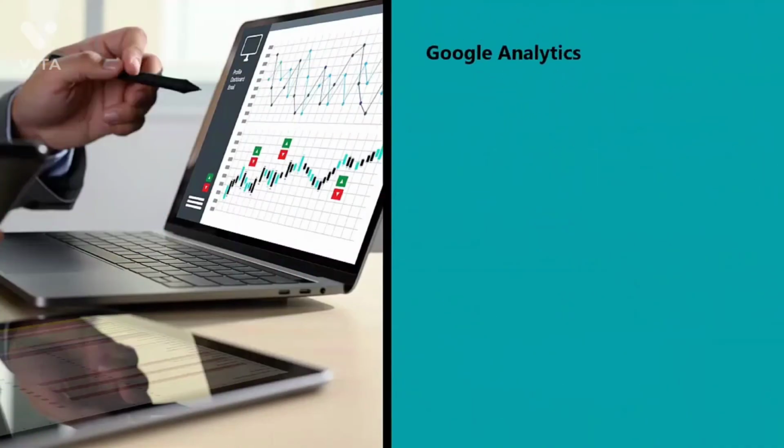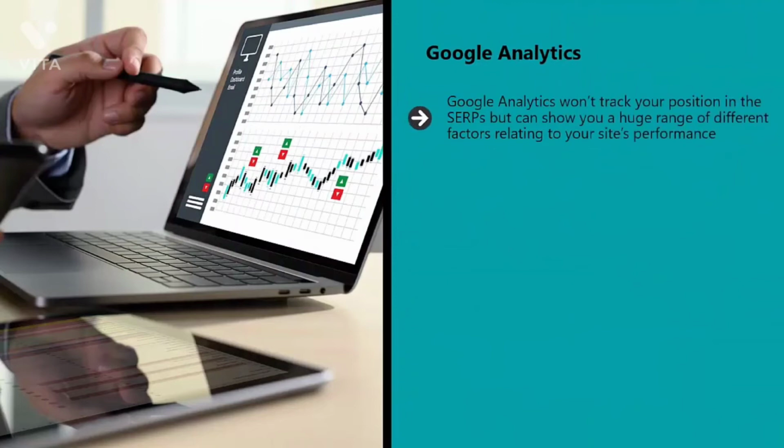Google Analytics. Google Analytics won't track your position in the SERPs, but can show you a huge range of different factors relating to your site's performance. These include things such as CTR, bounce rates, and more. You can view this information as trends over time, or you can see it displayed on a per-day basis.